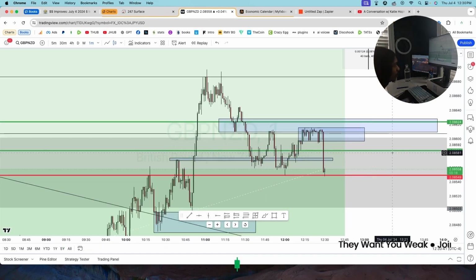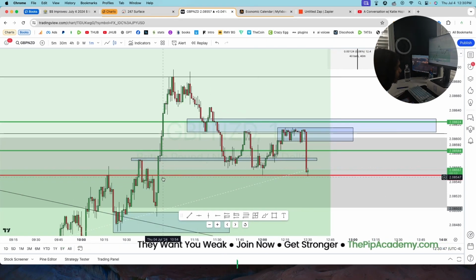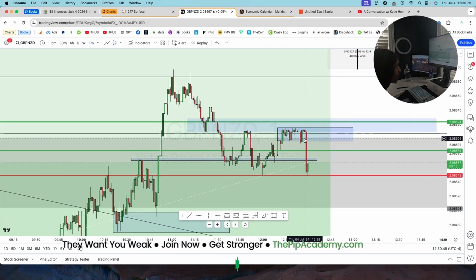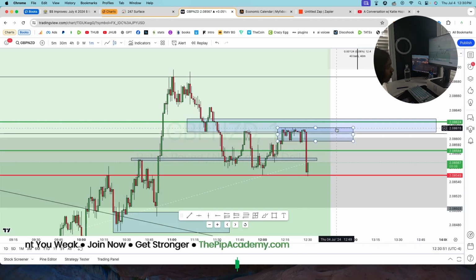We're actually going to hold until we came back down to this support area. So I'm just going to hold and see how we deal with this resistance area once again.